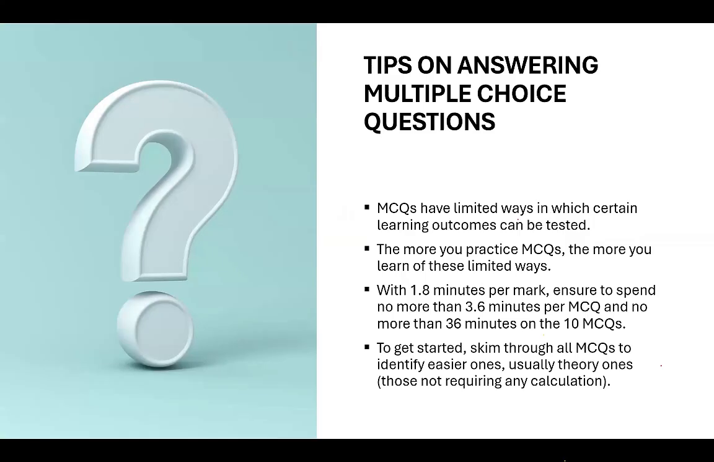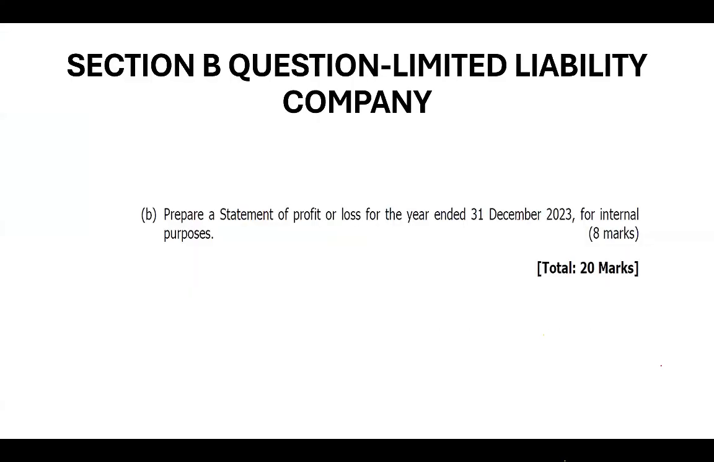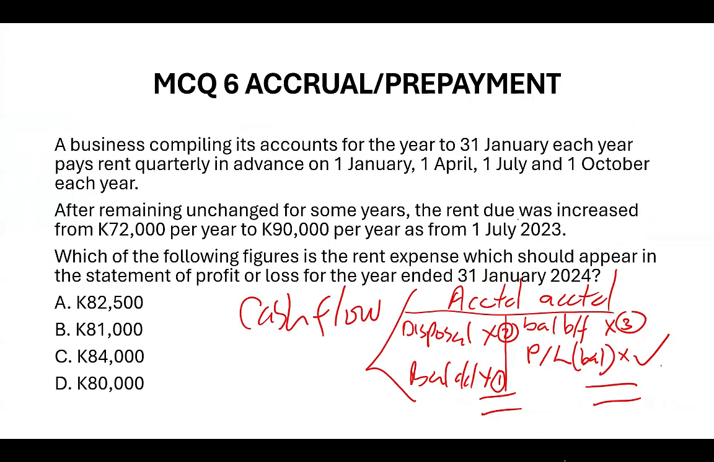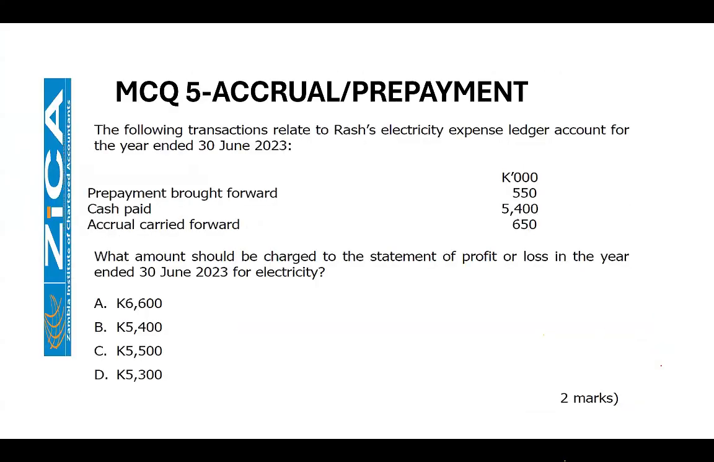Tips on answering multiple choice questions. So multiple choice questions, they have got a limited way in which the learning outcomes are usually tested. If I may even just scroll back, like this question is asking for a rent expense, how much will go to the profit or loss? And the issue here is about accruals and prepayments. This question also is asking for how much will be charged in the profit or loss, and the issue is accruals and prepayments.